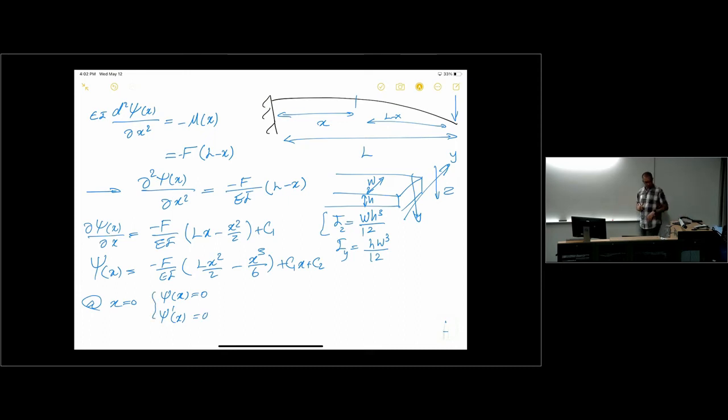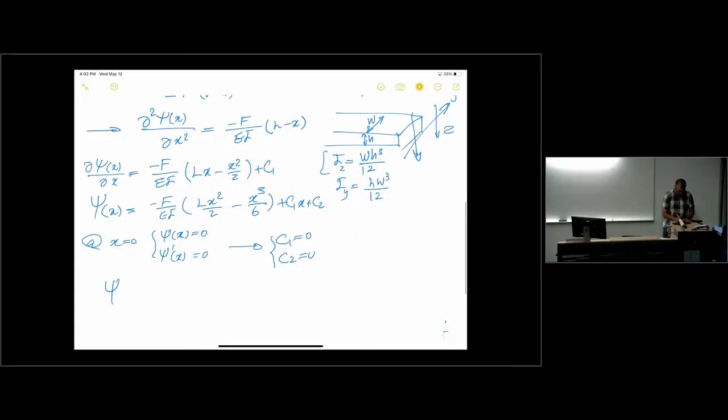So this is easier to apply. And then if I apply that right away, I will notice that C1 is 0 and C2 is also 0, giving this deflection equation for me. So psi of x at the end of the story is just going to be minus F over EI times Lx squared over 2 minus x cubed over 6. And you can simplify this more and make it look nicer. But anyway, that's the answer.